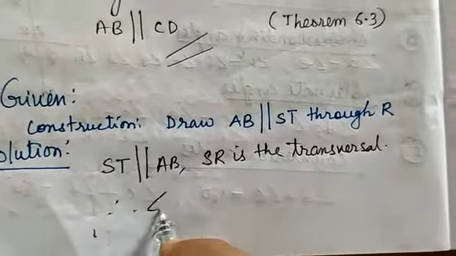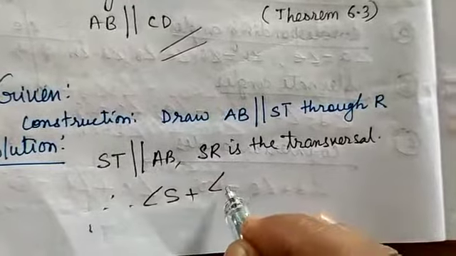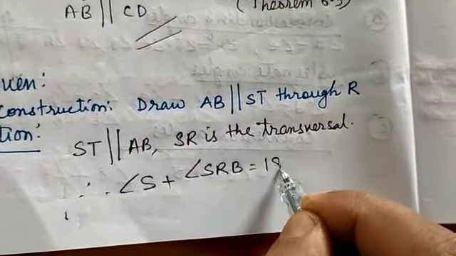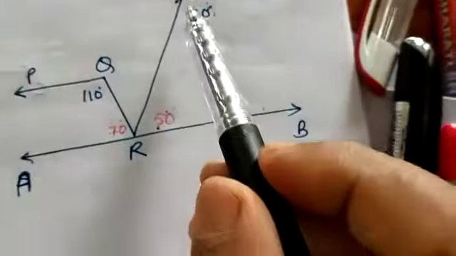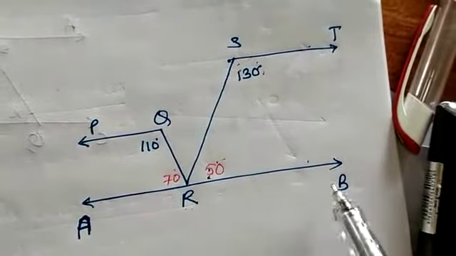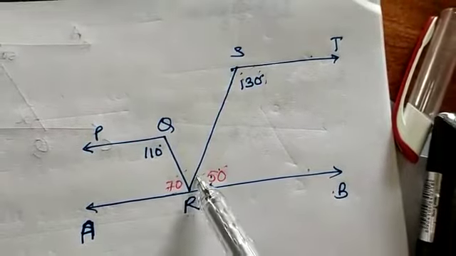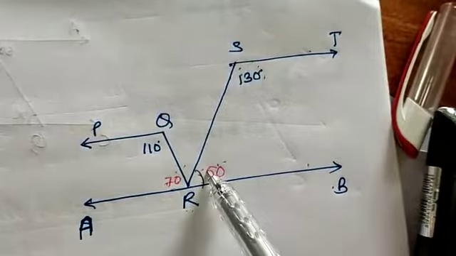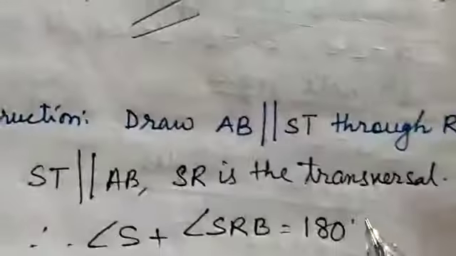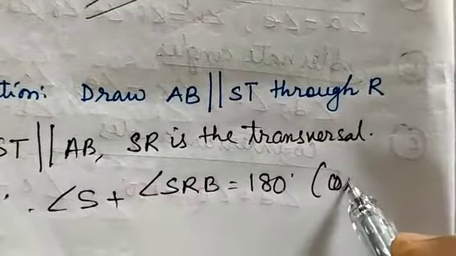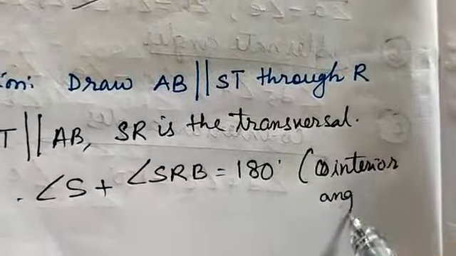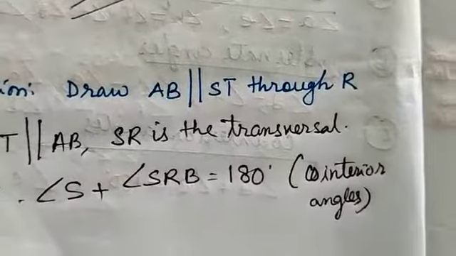And therefore angle S plus angle SRB equals 180 degrees. I repeat again, angle S is a single angle, so I wrote angle S, and this angle SRB I wrote because there are so many angles present, so I mentioned this angle. These angles are called co-interior angles because they are on the same side of the transversal. Co-interior angles are supplementary.